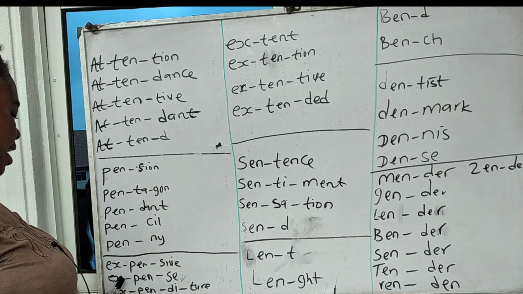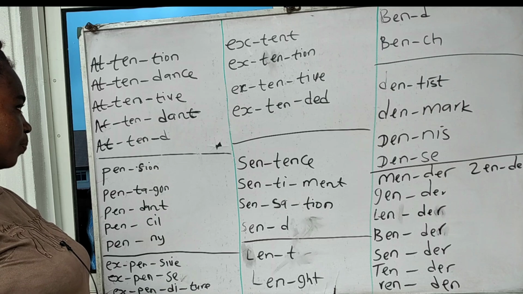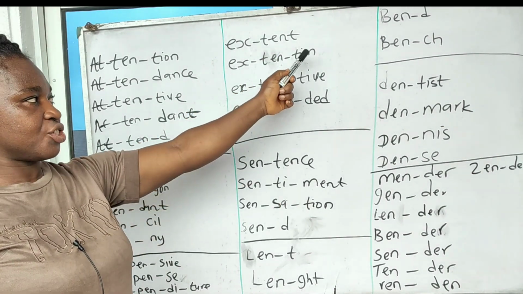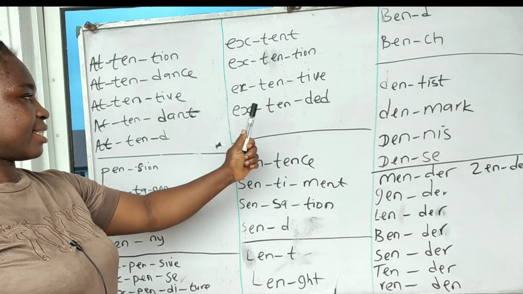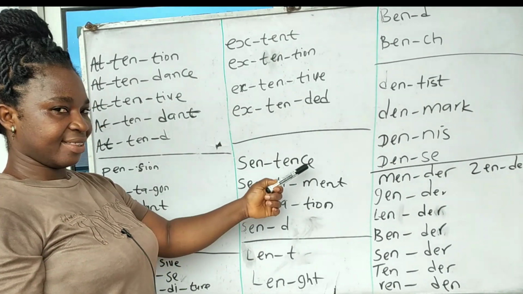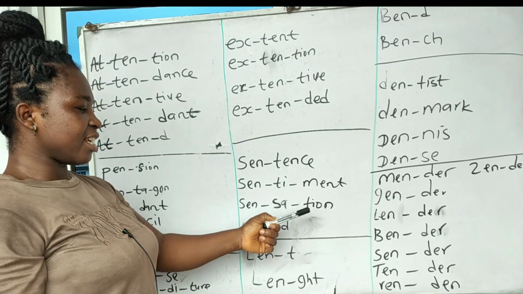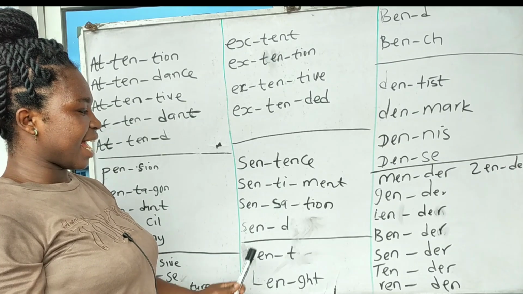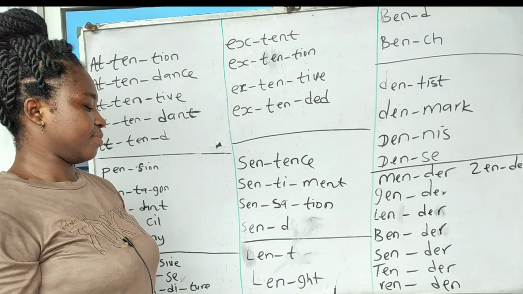Expensive, expense, expenditure, extent, extension, extensive, extended. We have the next right here. Sentence, sentiment, sensation, scent. Okay, so we have put together sentence, sentiment, sensation, scent.